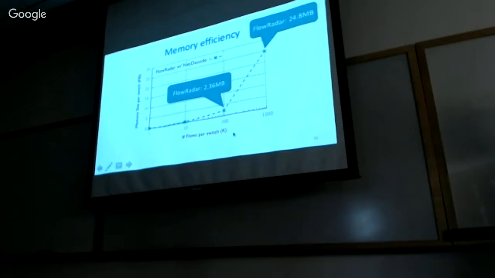We also compared with NetFlow with perfect hashing. By perfect hashing, we mean that the number of cells is equal to the number of flows, which is impractical. We can see that FlowRadar's memory usage is very close to it. Actually, FlowRadar uses slightly lower memory. This is because we do not need to store the timestamp, which is required by NetFlow.